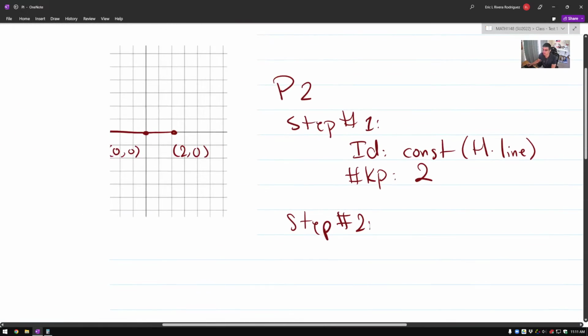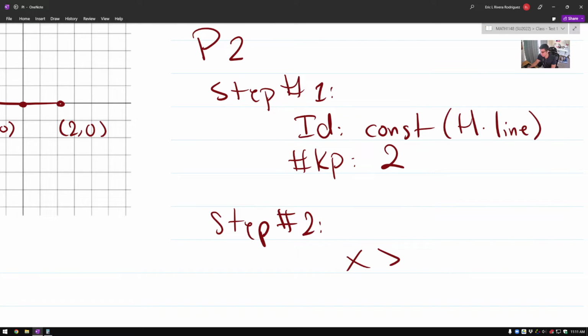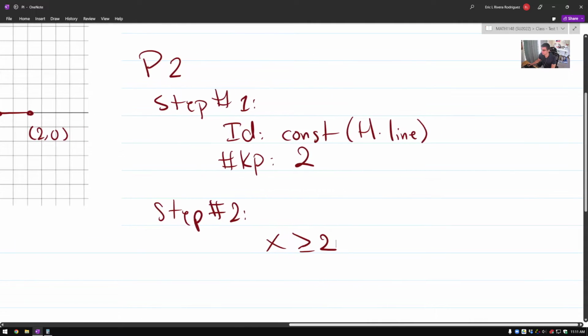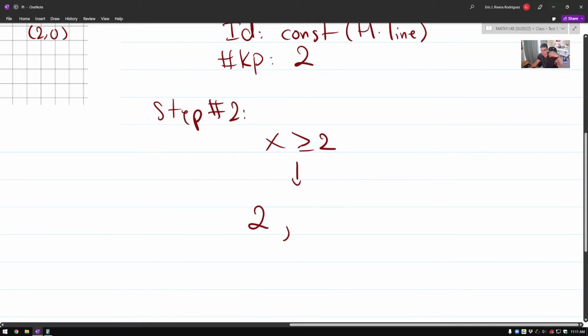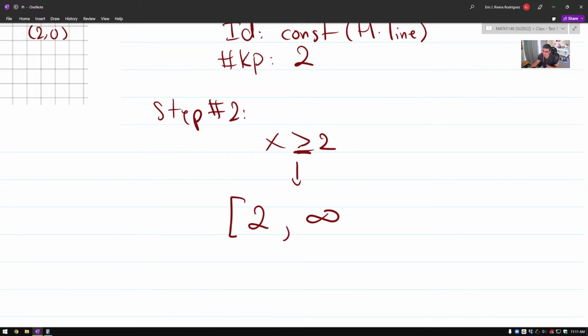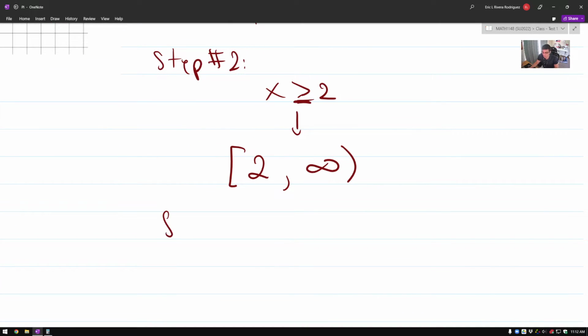Step number 2, the boundaries. What I have is x needs to be greater than or equal to 2. In interval notation, this means from 2 to positive infinity. We use a square bracket because we are including 2 there, and the parenthesis for the infinity. So that is the right boundary. It goes to infinity.